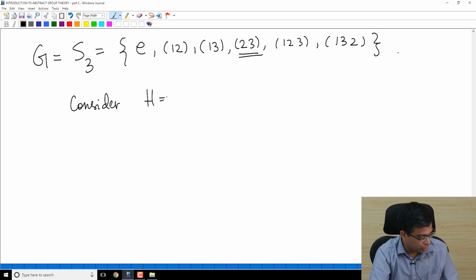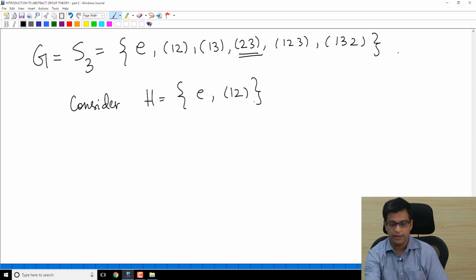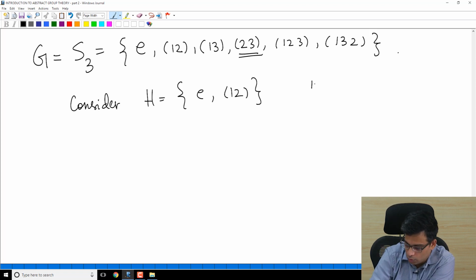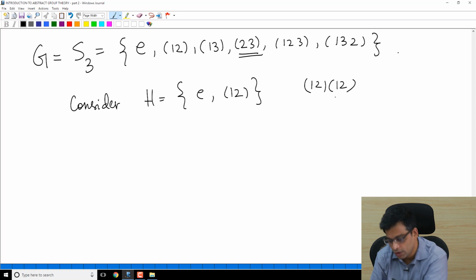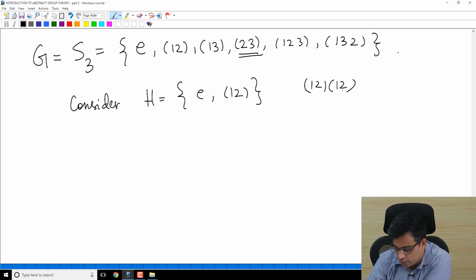I can take anything I want. So let me take the subgroup as an example given by H equal to E and (1 2). Remember, we have already verified that this is a subgroup because (1 2) times (1 2). Oh, I should also tell you how to multiply these things. You start with the right hand side. So (1 2) times (1 2), and you trace what happens.